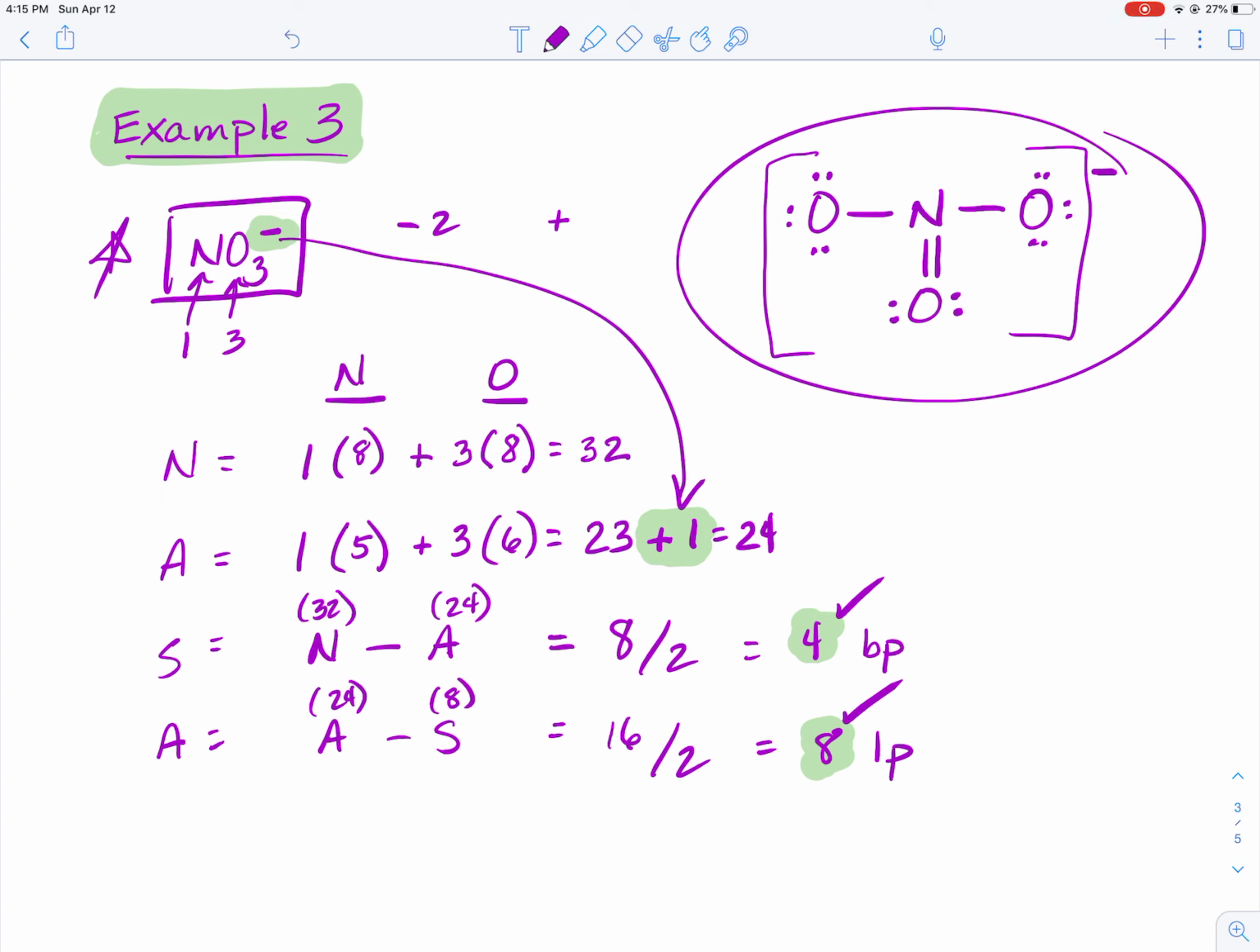Okay, so those are 3 examples of how to use the NASA table following the Octet Rule, for neutral compounds and a charged compound. You would use the same kind of format for a positively charged compound as well.